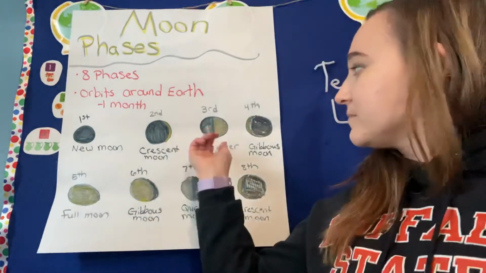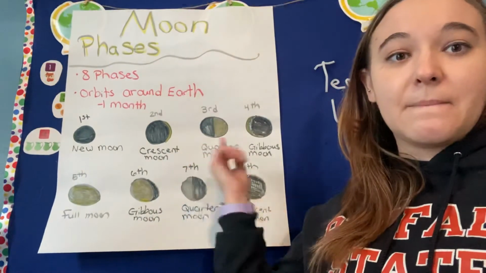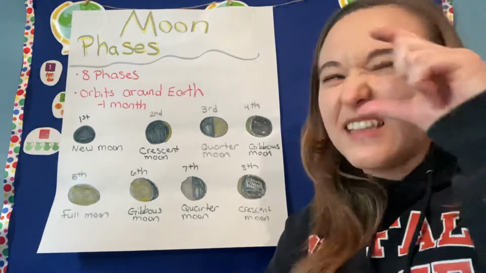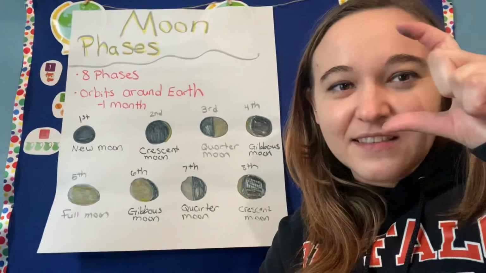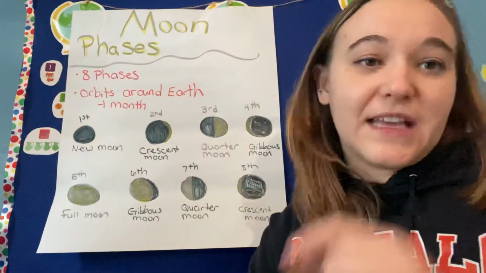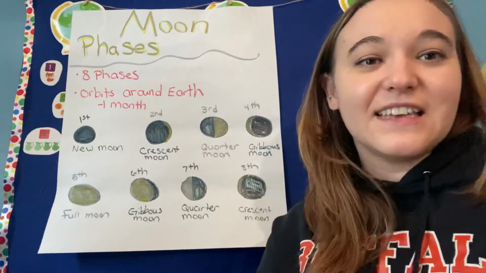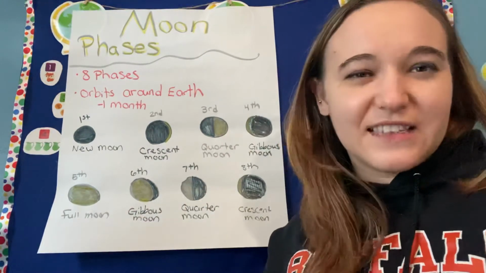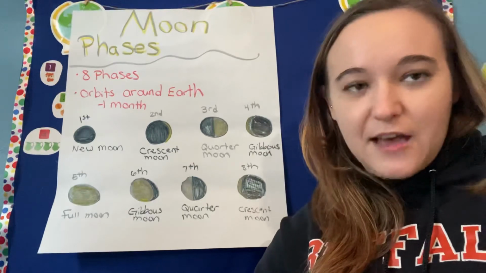What is it called when you only see half of the moon? The what? Quarter moon. Good. And when you see a little sliver, what is that called? The crescent moon or the gibbous moon. It depends on which side it's on. Yes, good job, guys. So, a super quick little science thing.